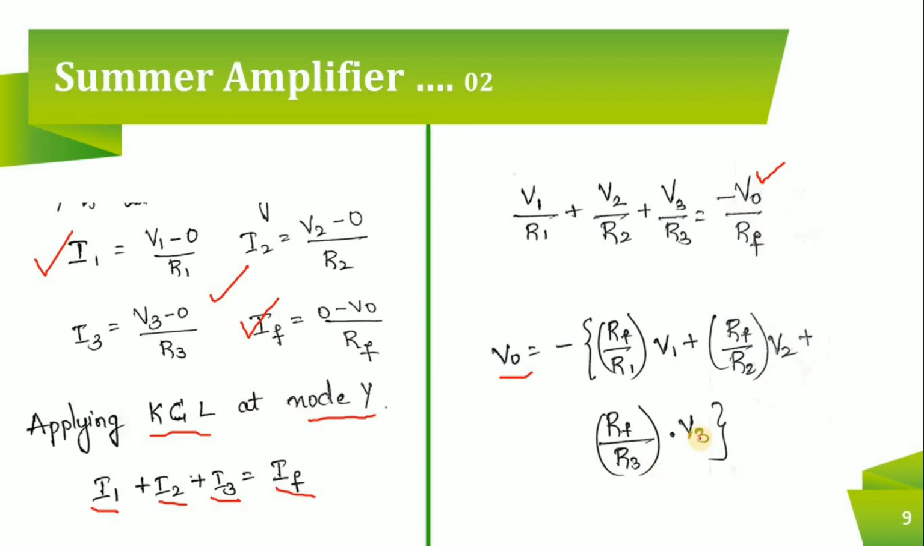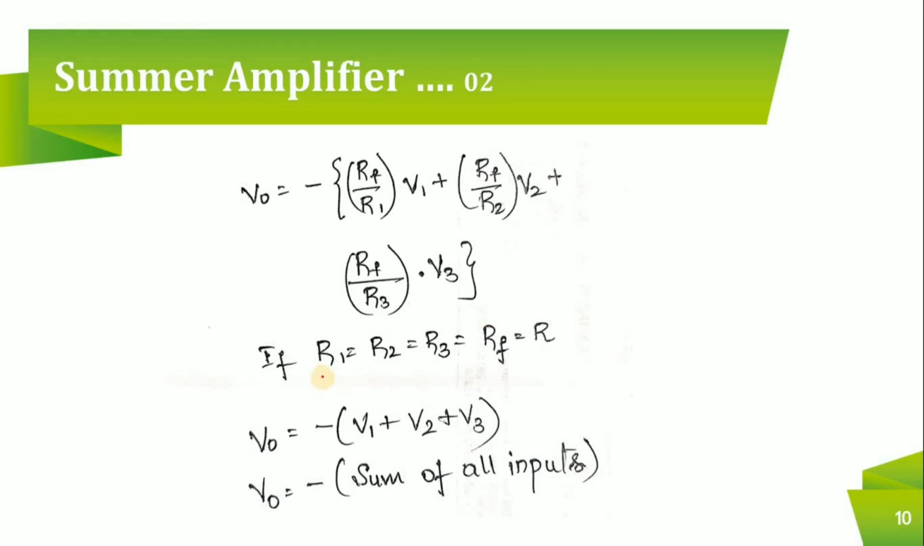So in the next step, I'll take all the resistances equal. The same expression I have written here. I'll consider that all the resistors are equal: R1 equal to R2 equal to R3 equal to RF, and let it be equal to some constant value R. Then what happens to the expression? The resistances get cancelled here, right? R, everything gets cancelled. So you will be remaining with the equation V0 is equal to minus of V1 plus V2 plus V3.